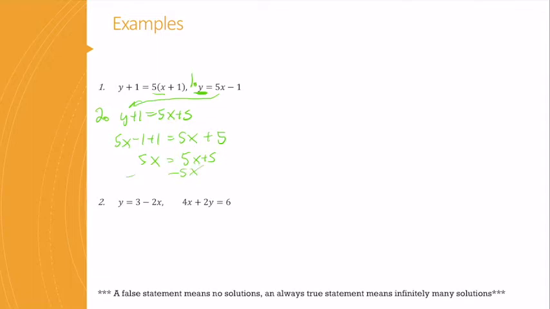I have y plus 1 equals 5(x plus 1), and y equals 5x minus 1. So let's go ahead and solve this. I already have solved for one variable, so that's a good step 1. I can then plug that into y plus 1 equals, let's go distribute that, 5x plus 5. So I have 5x minus 1 plus 1 equals 5x plus 5. That means I have 5x equals 5x plus 5. I can take away 5x from both sides. So I get 0 equals 5.